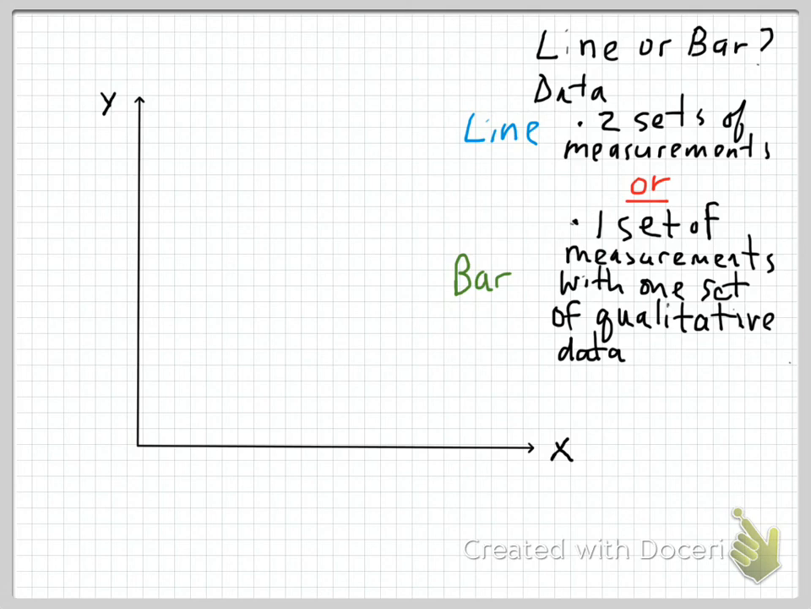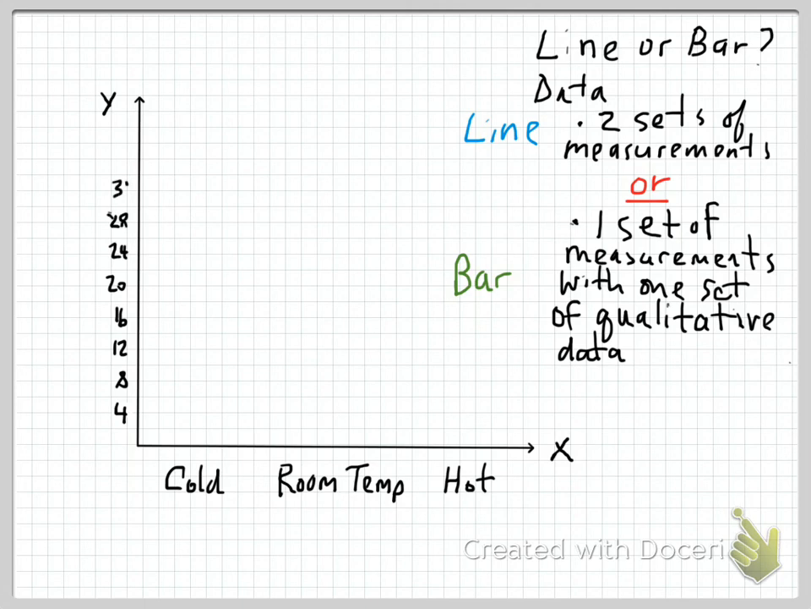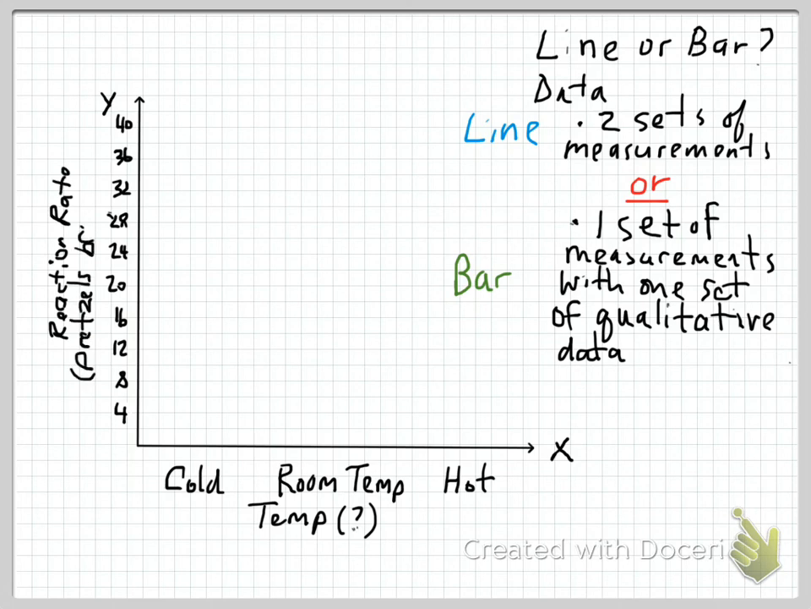All right, but again, the bar graph is when you have one set of measurements and one set of the qualitative data, and the line graph is when you have two sets of measurements, exactly what we saw in our last slide. Okay, so let's finish this up, and we'll label our x-axes with the different temperatures that we described. Again, they're words, not numbers. And then we've got the number of pretzels we broke as a function of temperature, right? And again, there's no units for temperature because we weren't measuring anything. We were describing, but the reaction rate, we were still measuring something, the number of pretzels broken per second.